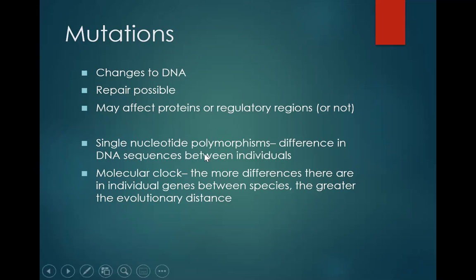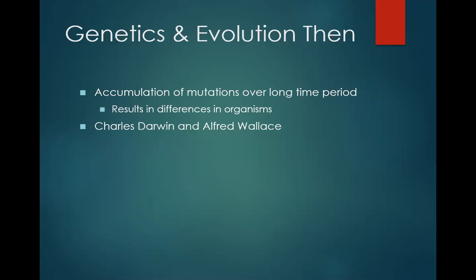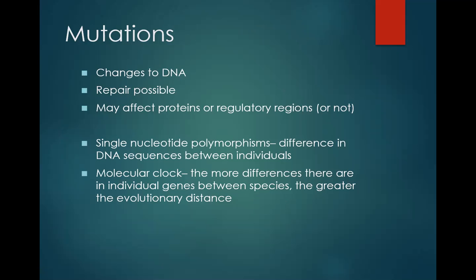A molecular clock basically looks at the differences between two different species by postulating that the more mutations, so the more differences that you see between species 1 and species 2, the higher the divergence between those species, and the longer the time since those species had a common ancestor. And you can basically see that mapped out in a phylogenetic tree.